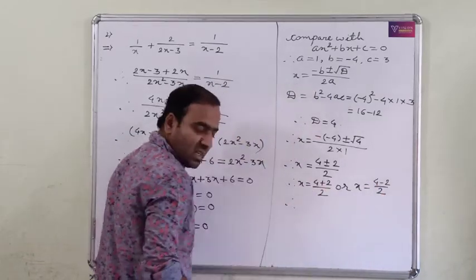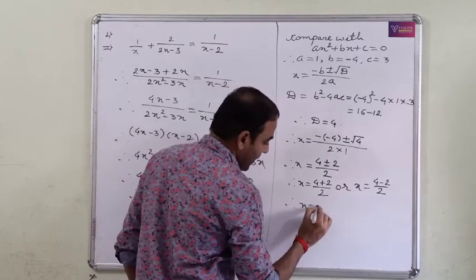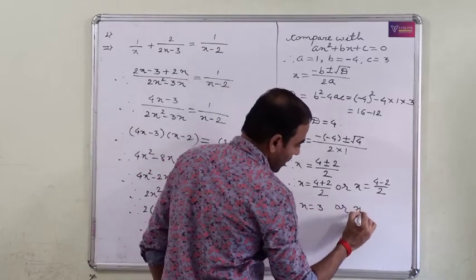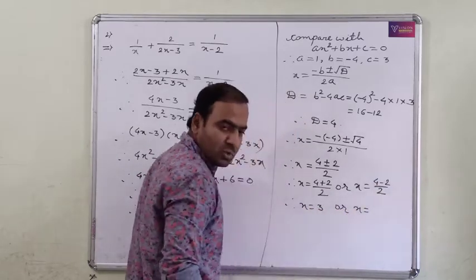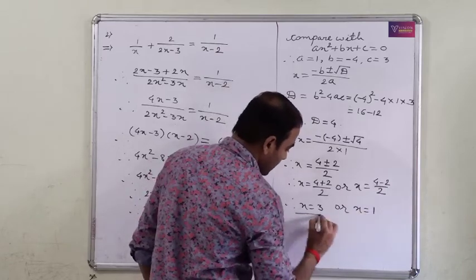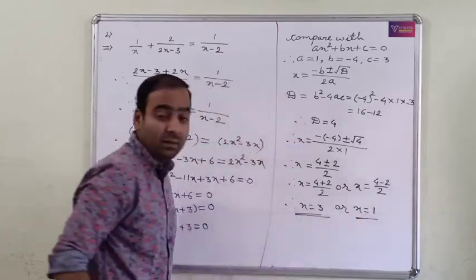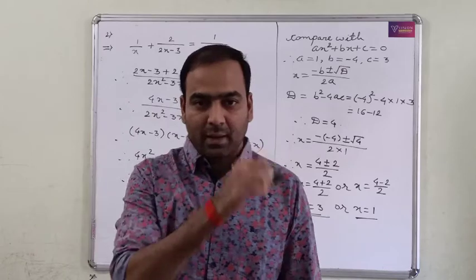4 plus 2 is 6, 6 by 2 is 3. x equals 3, or 4 minus 2 is 2, 2 by 2 is 1. This is the solution of the given equation. Got it? Write it please.